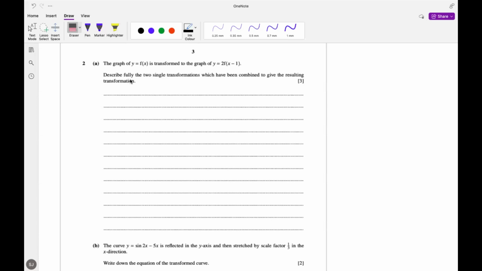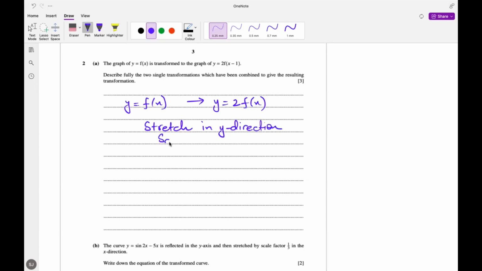In question 2, the graph of y equals f of x is transformed to the graph of y equals 2 into f of (x minus 1). We have to describe two transformations which have been combined to give the resulting transformation. Now, if we have y equals f of x and it becomes y equals 2f of x, that would mean it has been stretched in the y direction by a factor of 2. So we can write there has been a stretch in the y direction, and the scale factor will be equal to positive 2.